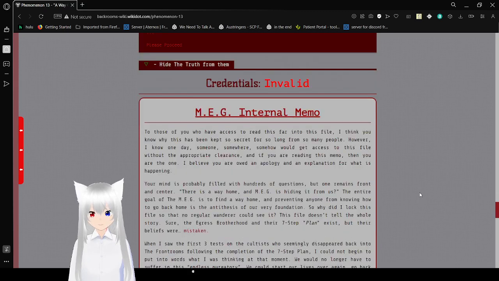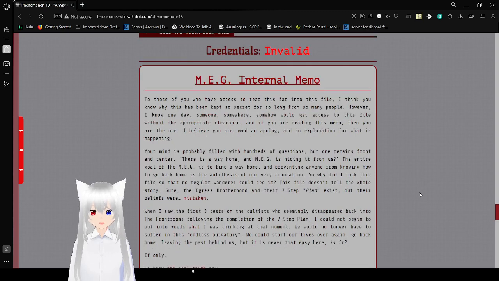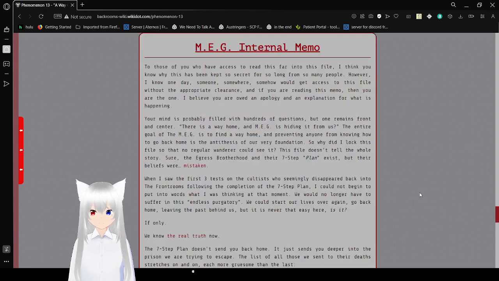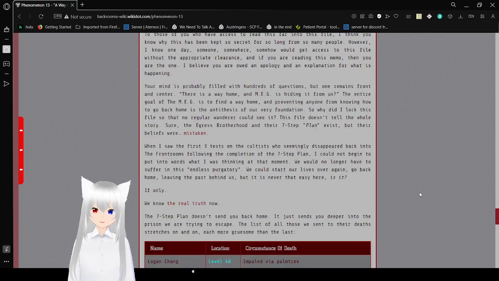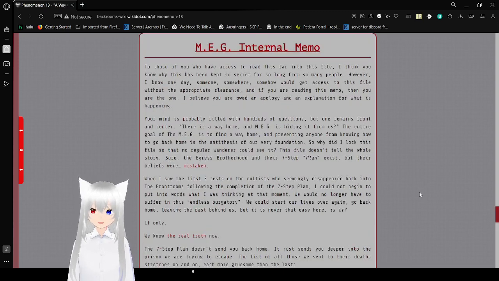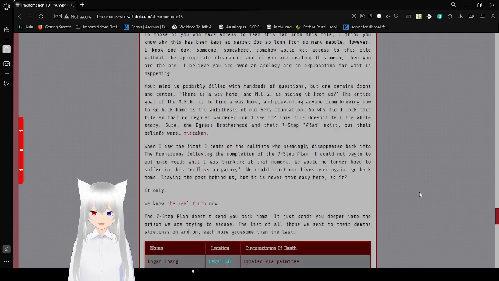Here's the truth. Credentials invalid. MEG internal. To those of you who have access to read this far into the file, I think you know why this has been kept so secret for so long from so many people. However, I know one day someone, somewhere, somehow would get access to this file without the appropriate clearance. And if you are reading this memo, then you are the one.